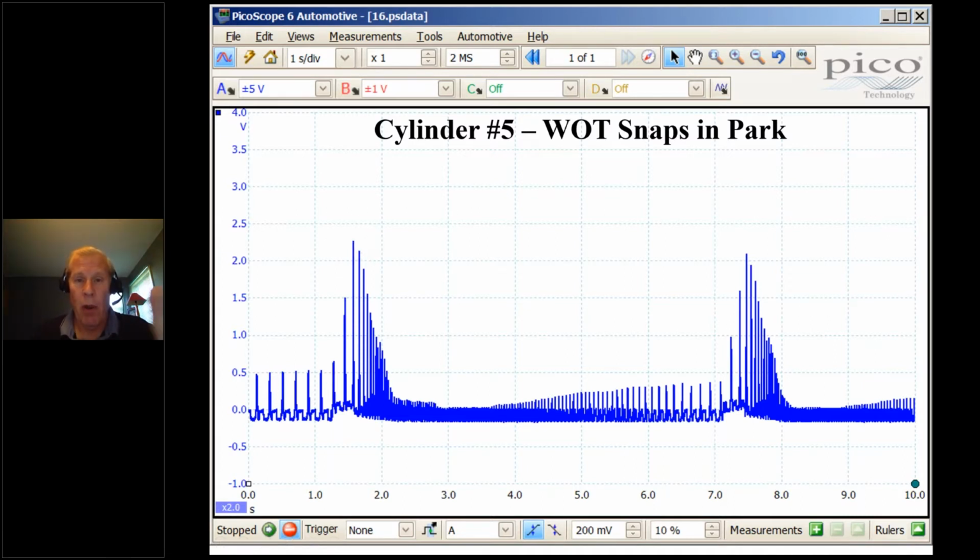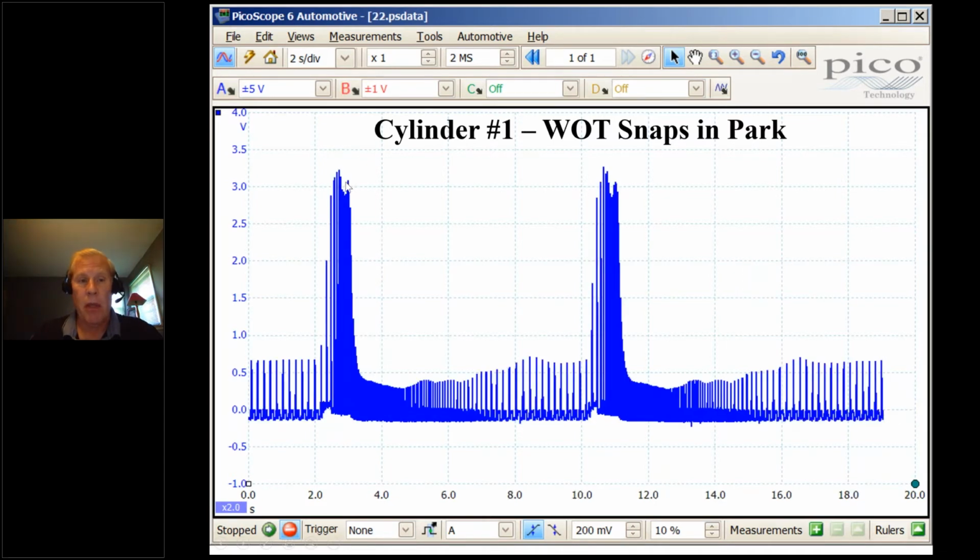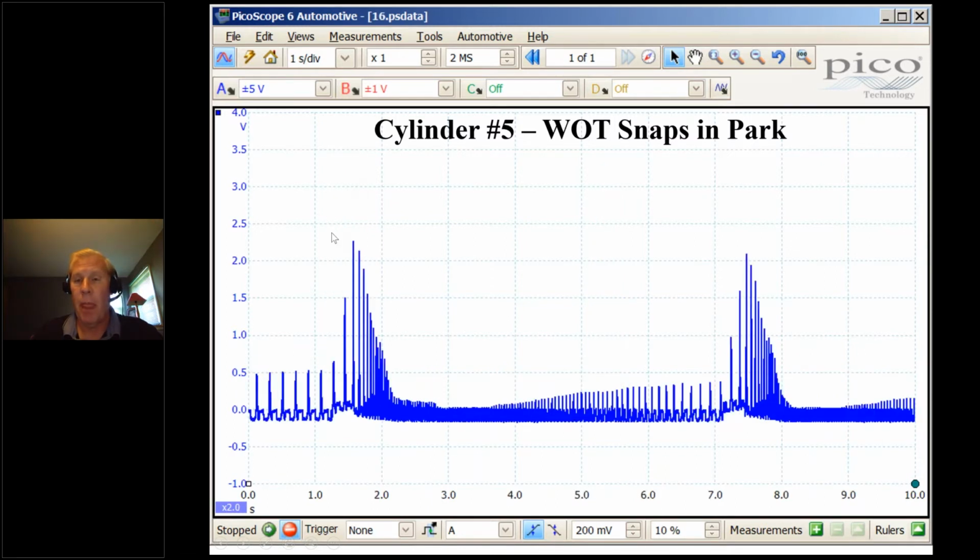This is cylinder number 1, my known good cylinder. The scales are going to stay the same. I'm not changing any scales. Well over 300 PSI. So 300 PSI snap on a good one, under 250 on a bad one. I do a brake torque in reverse.